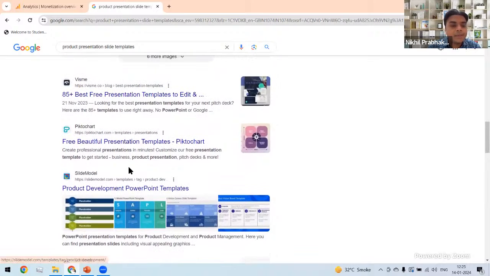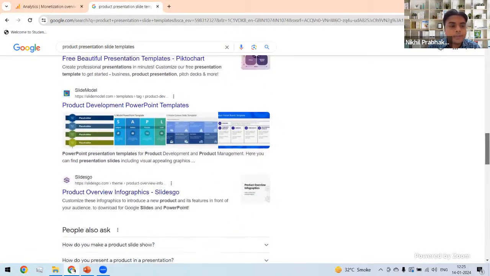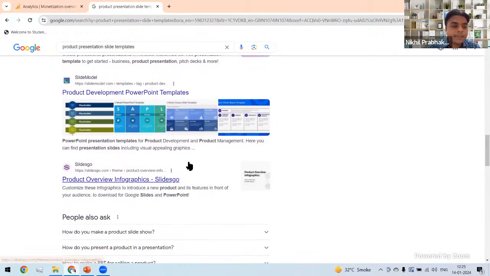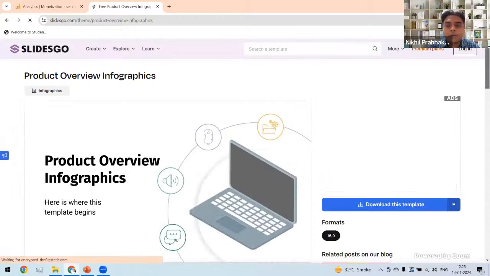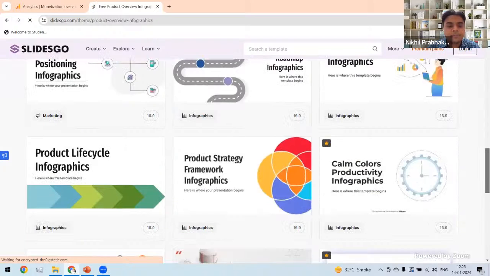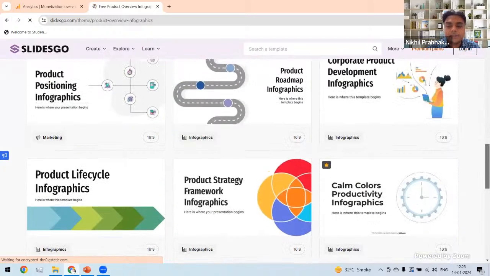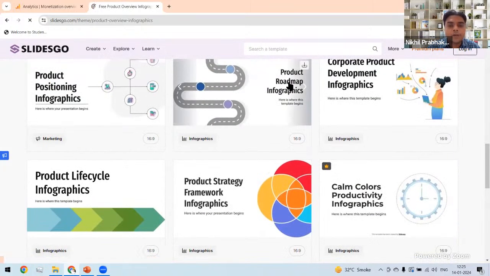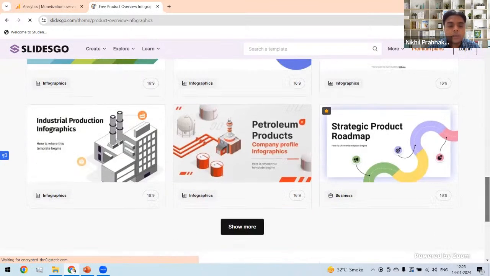Okay, this Piktochart also is a good one. From here also you will get some good slides. Otherwise, SlidesGo is where you can download free templates, pre-built, and some slides you can use. Okay, so for example, you can see these ones, right? Product roadmap, product positioning. So you can extract from here.